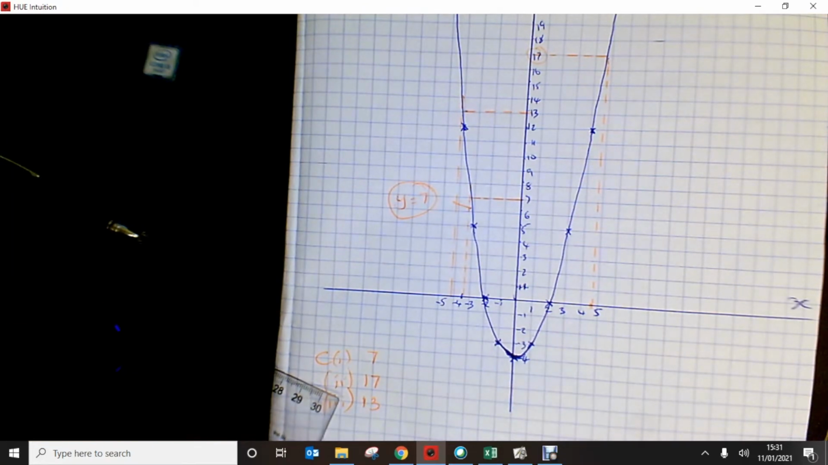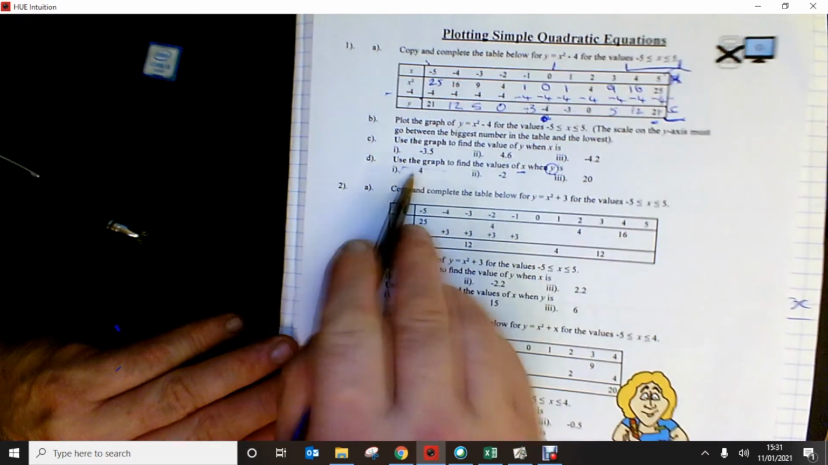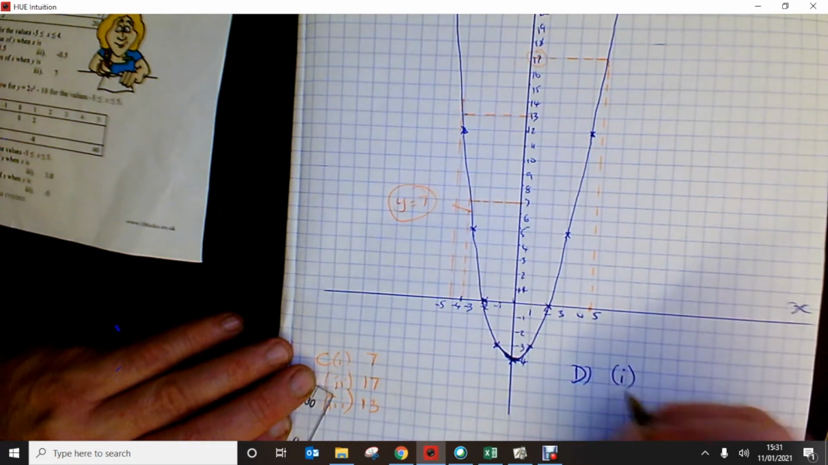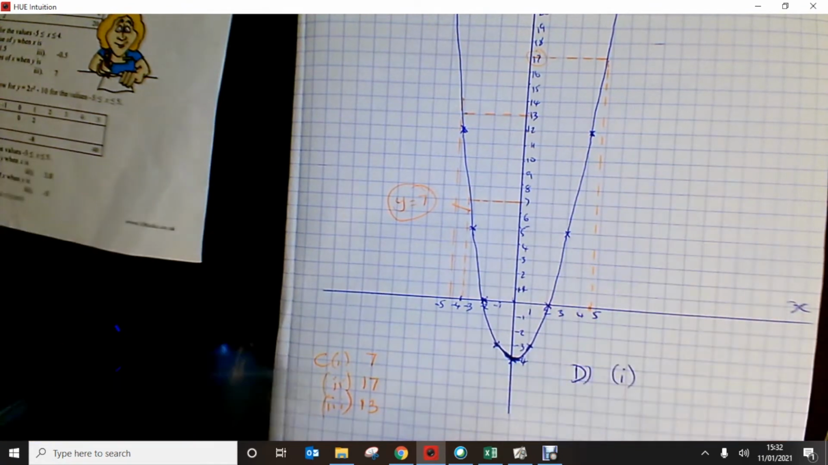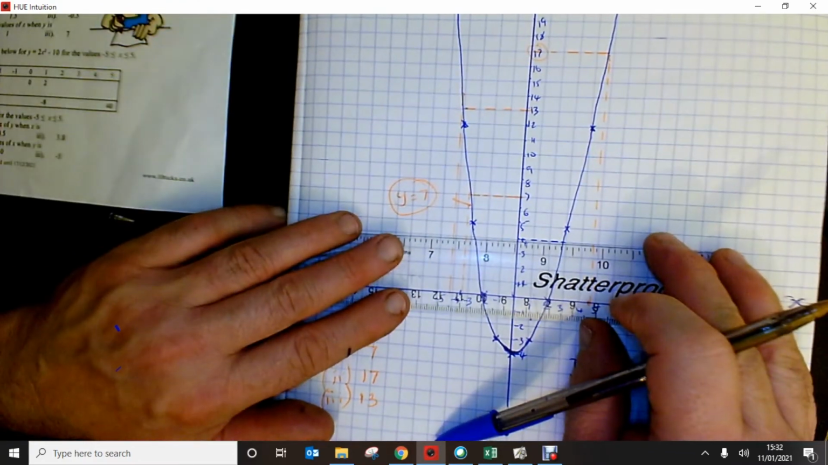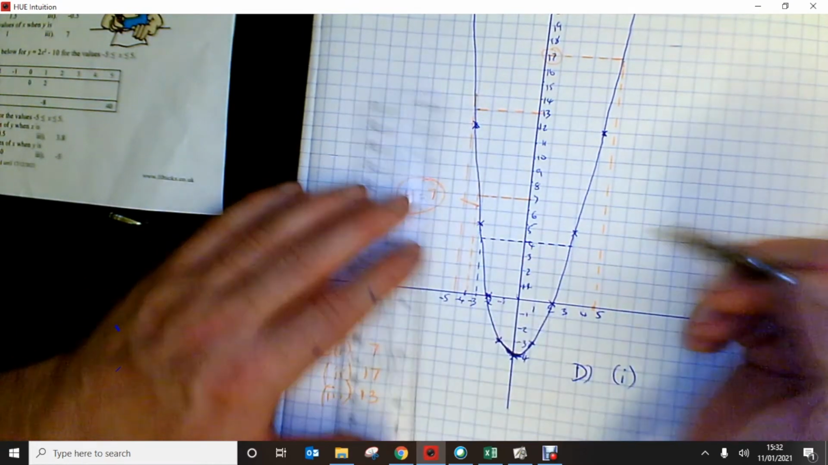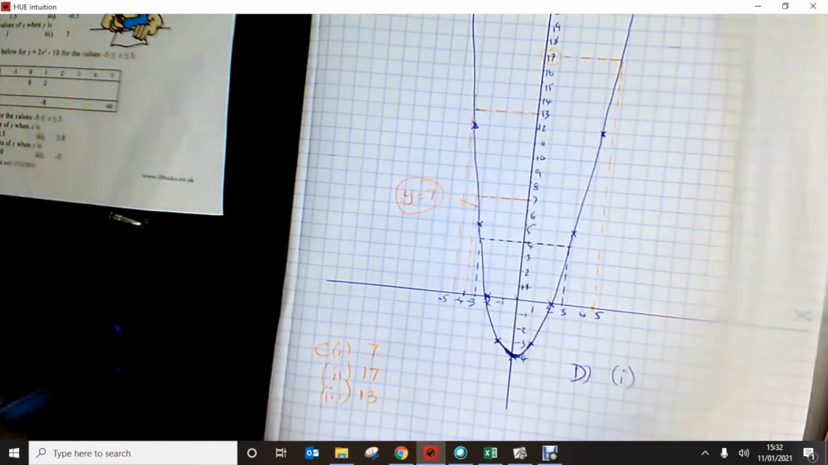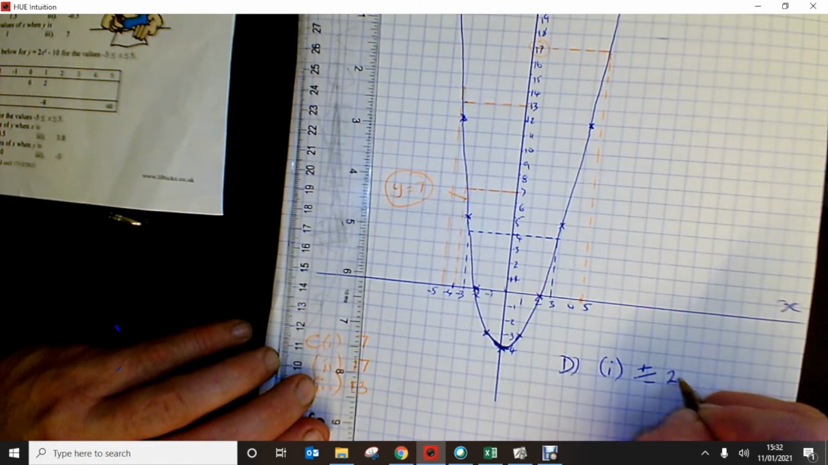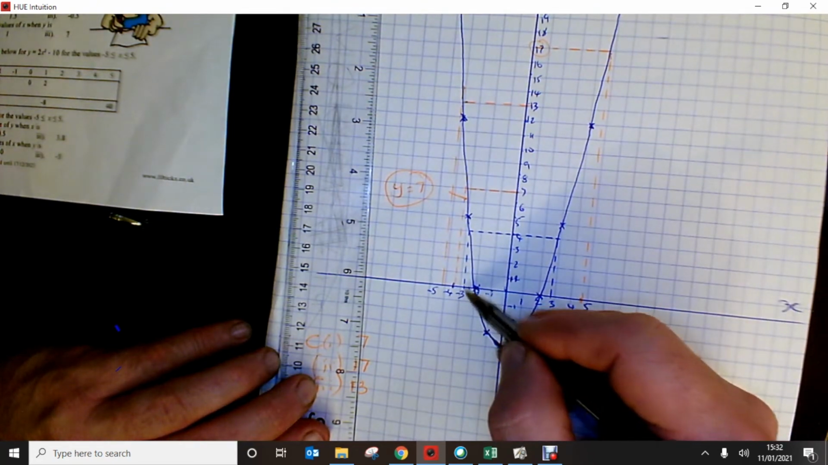If I'm now looking at question D, use the graph to find the value of x when y is 4, minus 2 and 20. So D, when y is 4, what's the value of x? So when y is 4, bring it across to there. And remember on this one, it's going to go both ways. So if I bring this down here, where does that drop down to? And we can say that's going to be plus and minus 2.75.